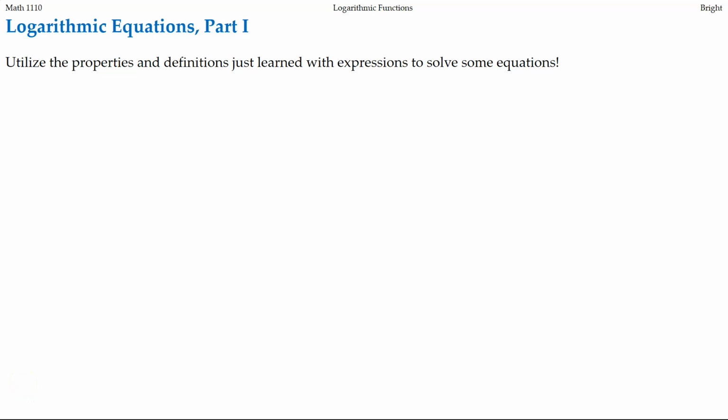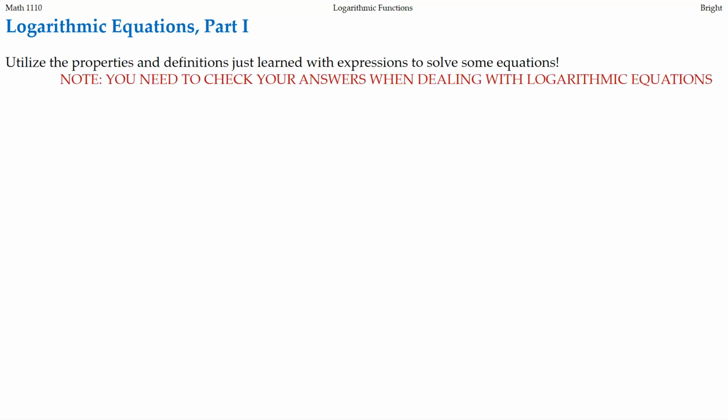Alright, time to move on to logarithmic equations now. We've been working with expressions. Equations are just going to have an unknown in them that we need to solve for. And really, when we evaluated expressions, we saw some in there anyway. So, as we progress through these, we definitely need to check our answer. And here's how we're going to check.